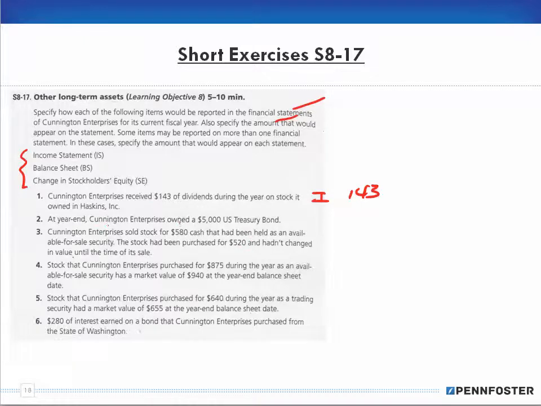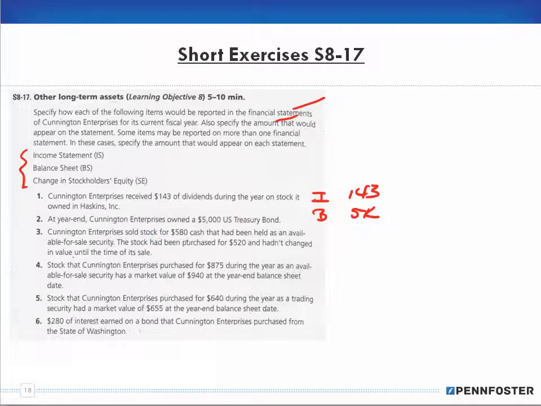At year end, Cunningham owned a $5,000 treasury bond. Okay, that would be a marketable security. All right, so that would show up on the balance sheet and would be for $5,000.